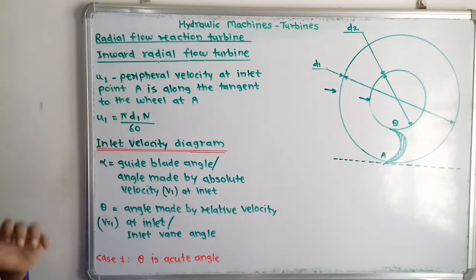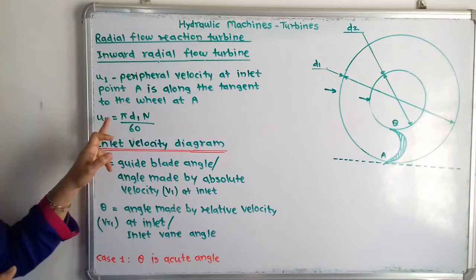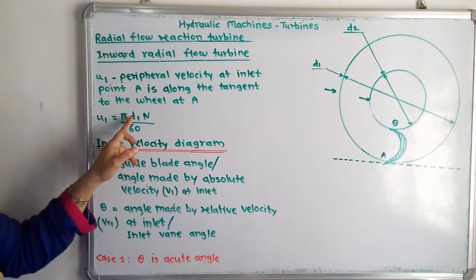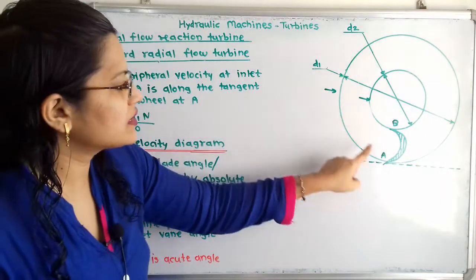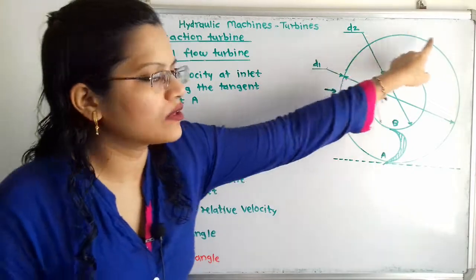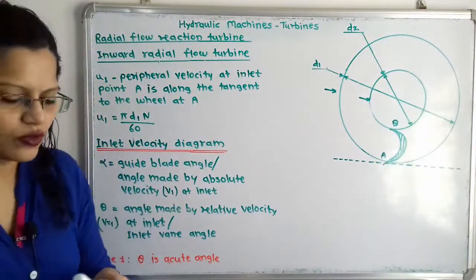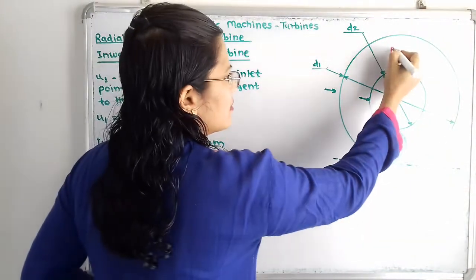Now how to calculate this u1? This u1 is equal to pi d1 n by 60. Now why is diameter d1 taken? Because the point A is on the outer periphery of this runner, and here the diameter is d1. So I will write here, this is the runner.